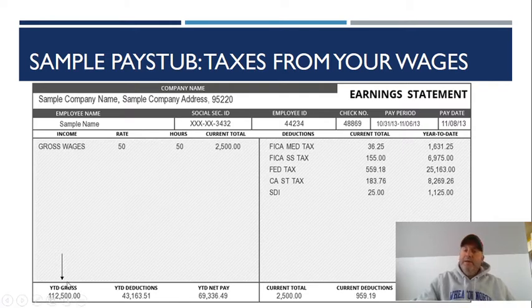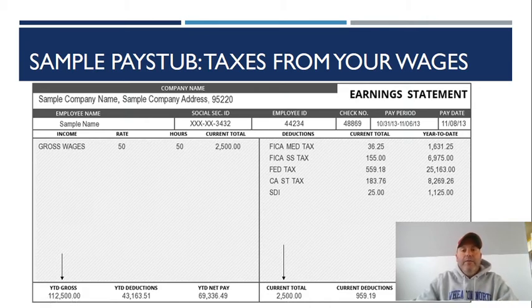The other abbreviation that you might see on your own paycheck is YTD. If you remember from the budget project, YTD stands for year to date. This individual's gross pay for the entire year so far has been $112,500. That's before any taxes were taken out. For your individual check, you might see something like current total or current gross. The gross for this pay period is $2,500, because they got paid $50 an hour for 50 hours. So for the current pay period, they made $2,500 in gross money.